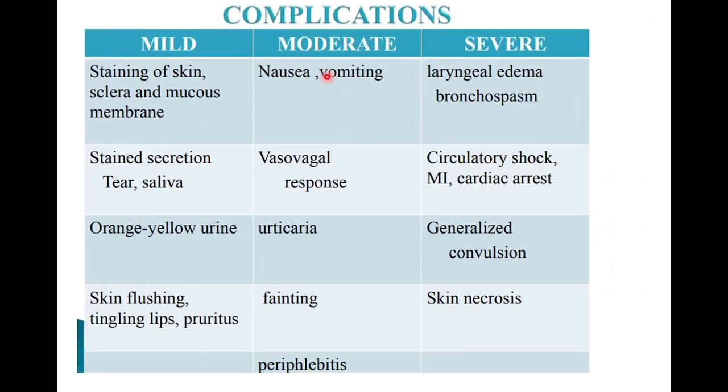So what are the complications we expect in this procedure? It could be mild, moderate or severe complications. Mild complications include staining of the skin. As I told before, fair-skinned people may have staining of the skin, sclera or mucous membrane. Secretions, tears, saliva, and the urine will be orange yellow in color for the next 1 to 2 days. Skin flushing, mild tingling sensation in the lips and pruritus may occur.